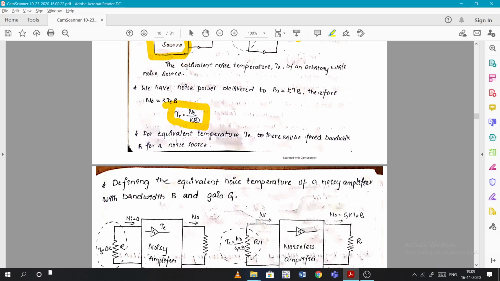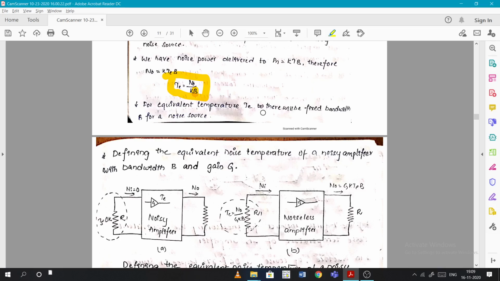So from this expression, for a particular value of bandwidth, we will get one particular value of T. That's what he is saying. Now let us have some discussion where there is an amplifier which has a gain G. I want to represent that scenario in two different ways, but I need the same outcome. That means the outcome should be G into KTEB.